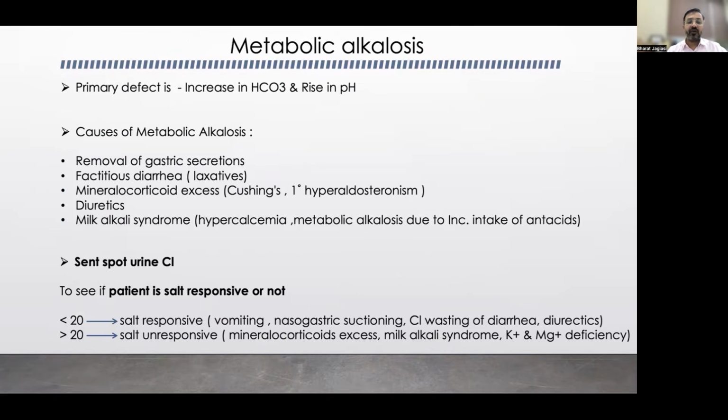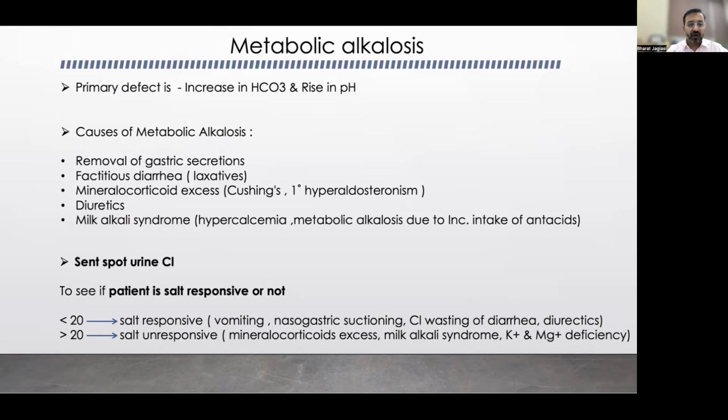So in metabolic alkalosis, the primary defect is, of course, we all know, an increase in the bicarbonate in the metabolic and the rise in the pH. And the causes, we are aware of it. It could be the removal of gastric secretion. It could be diarrhea, mineralocorticoid excess, diuretics.